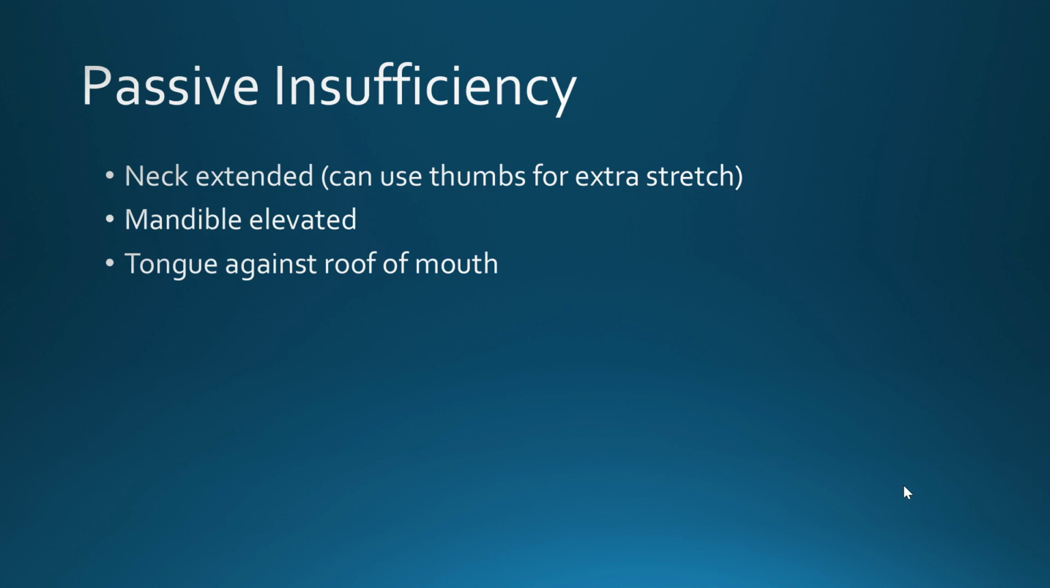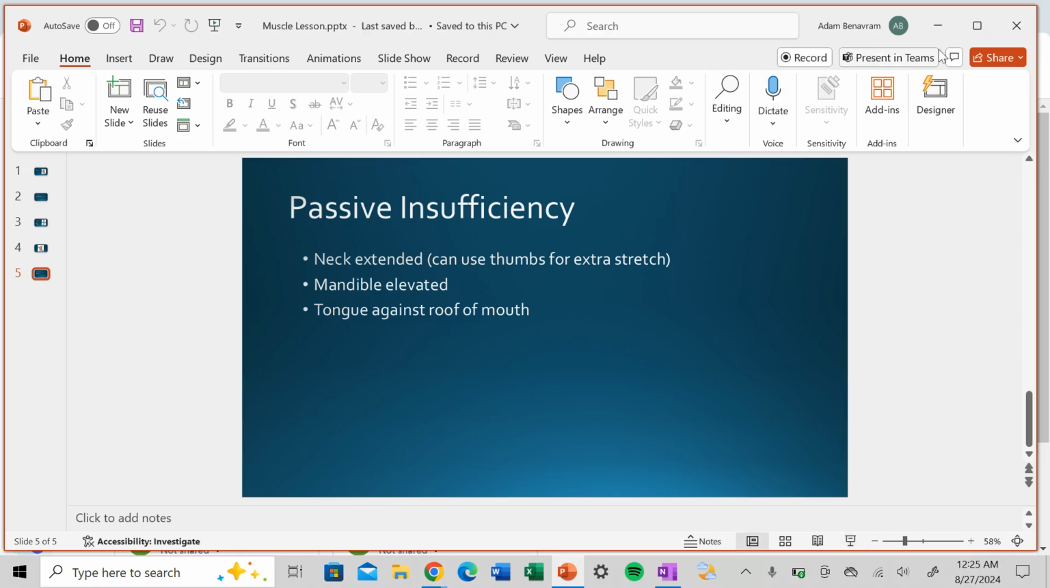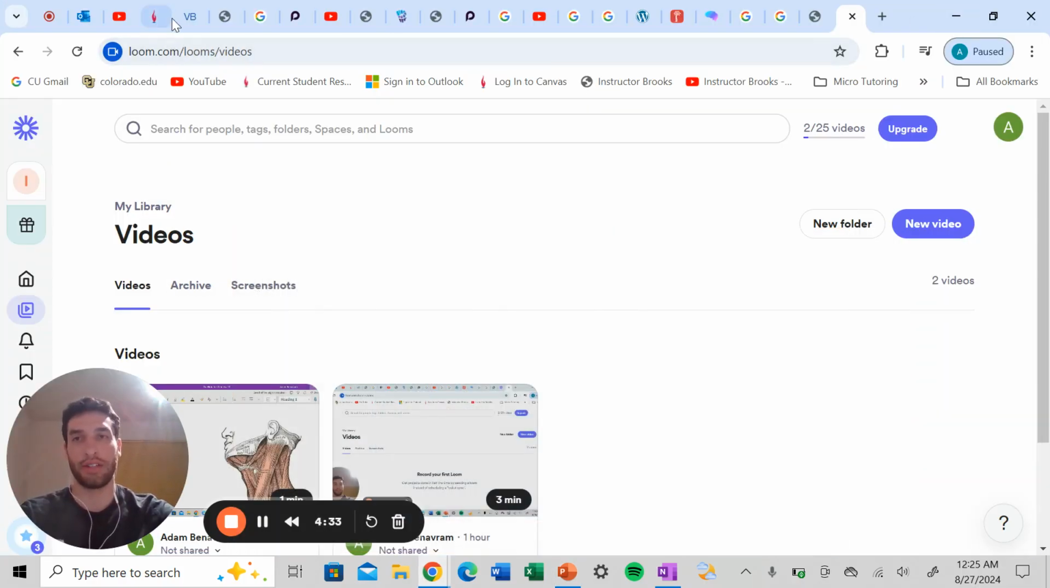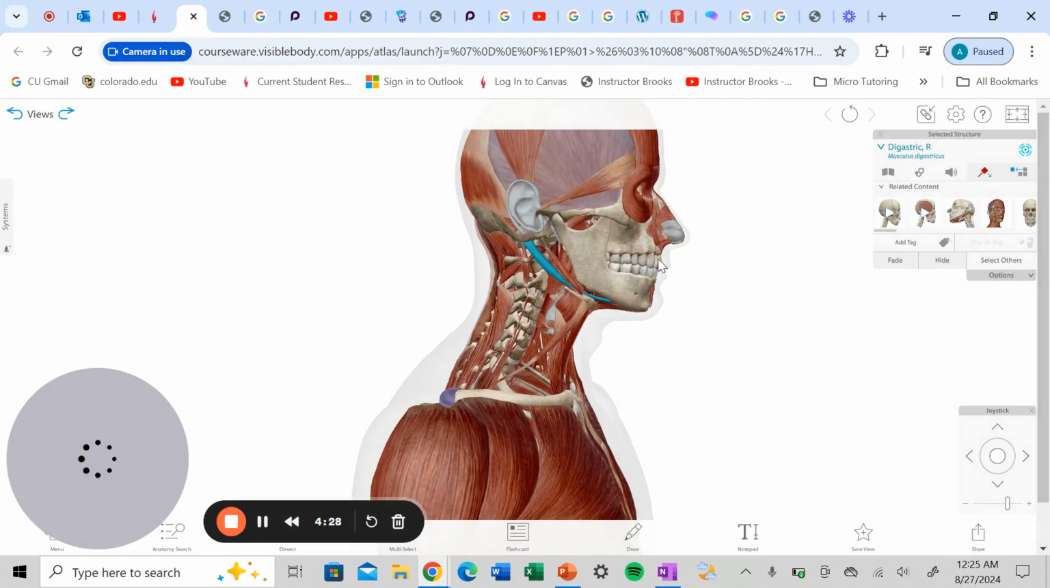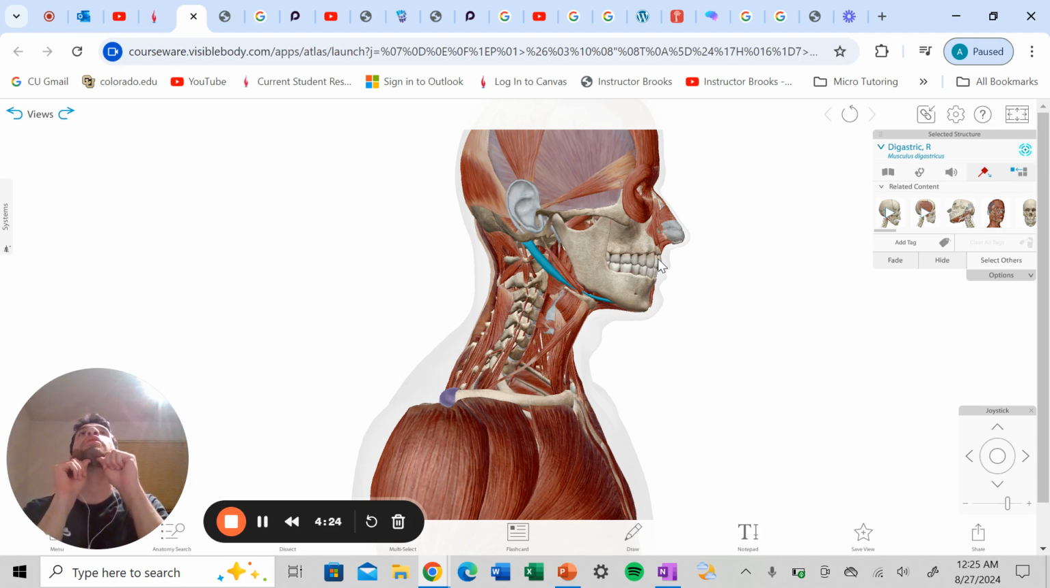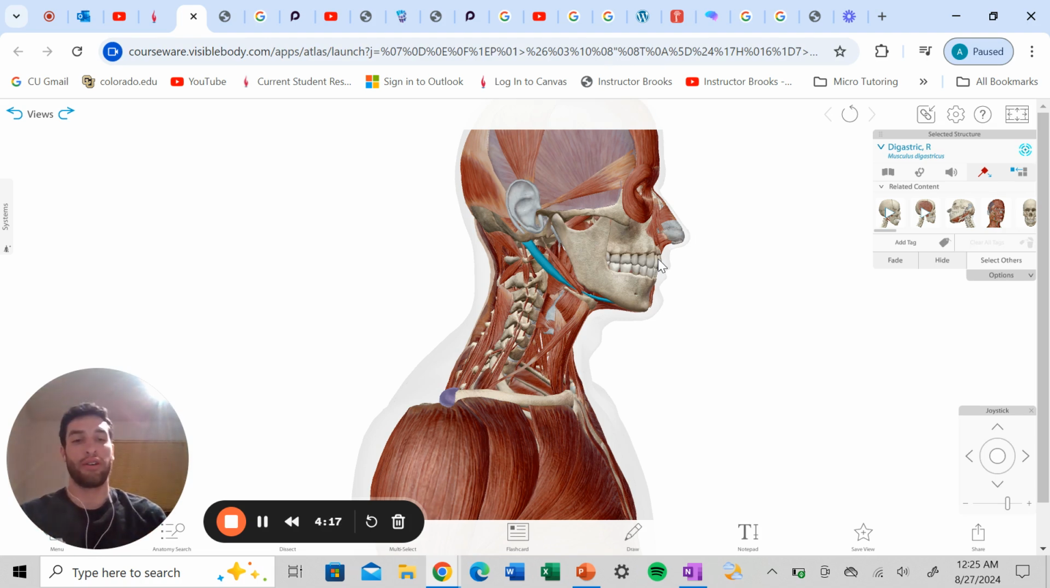Finally, we can think about what passive insufficiency would look like for these muscles. It would be the neck extended. You can use the thumbs under your chin for that extra stretch, with the mandible elevated or the jaw completely shut, and then also the tongue against the roof of the mouth. So basically what that looks like is just up. You can put thumbs under, jaw closed, tongue against the roof of the mouth. And those are the suprahyoids and infrahyoids.